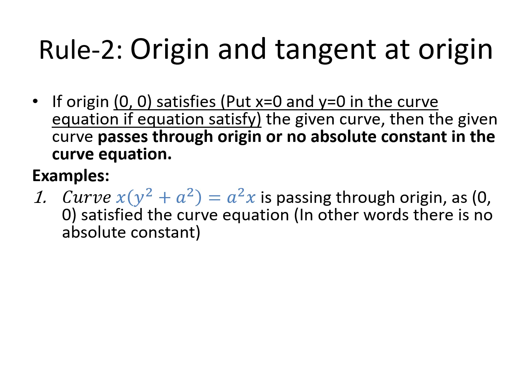Here in this equation you can see there is no absolute constant. Here we have a constant, that is a², but on the LHS there is a²x, and on the RHS also there is a² into x. So that means a constant is there but no absolute constant, hence your curve is passing through the origin.